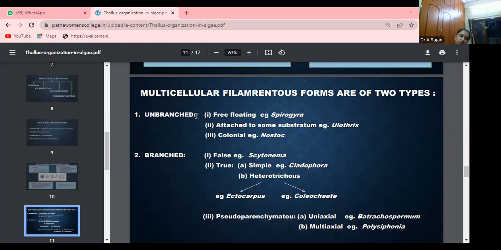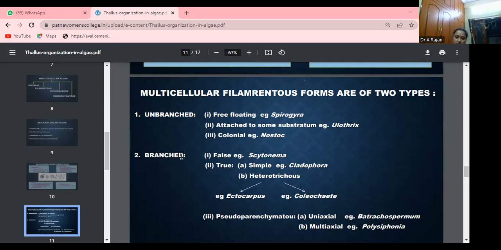One is the unbranched filament. The second one is the branched filament. The unbranched filament is divided into three parts. In an unbranched filament, cells are arranged in a single row. That is called uniseriate. You know that one. All cells are capable of cell division, growth, and reproduction. The best examples of unbranched filaments are common in Chlorophyceae, Xanthophyceae, and Cyanophyceae. They may be attached with a basal cell, called the holdfast or hapteron. This is the unbranched one.